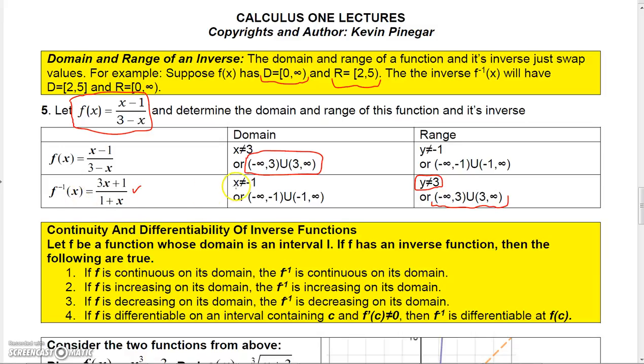And then if you look at this function, the inverse, it's easy to determine that x cannot be negative 1. So the domain for the inverse would be negative infinity to negative 1, union negative 1 to infinity. So that means that the range for the original function would be the same thing. Y cannot be negative 1.